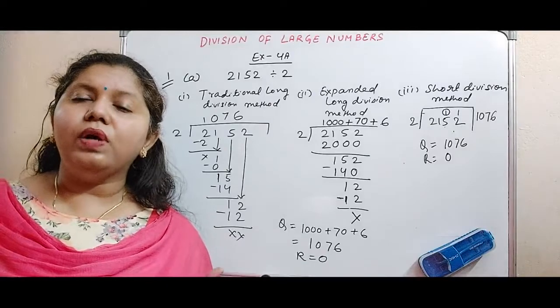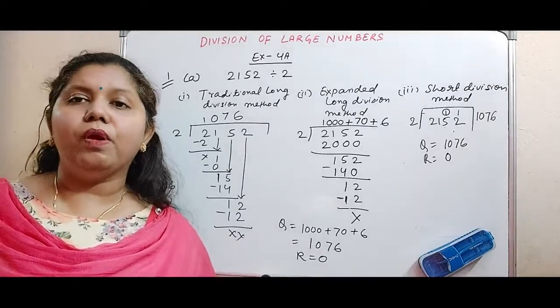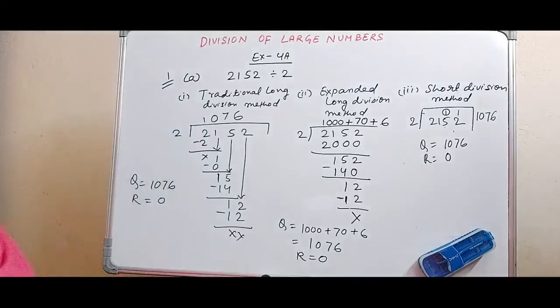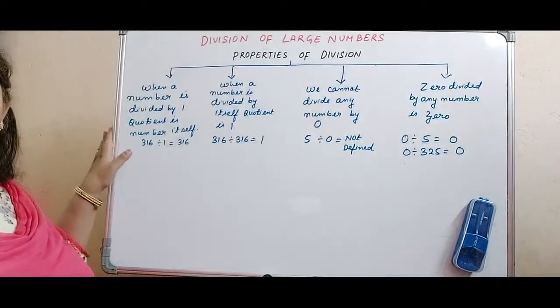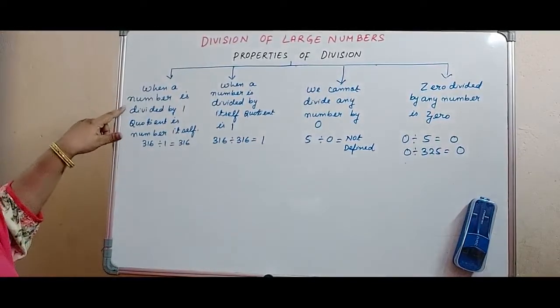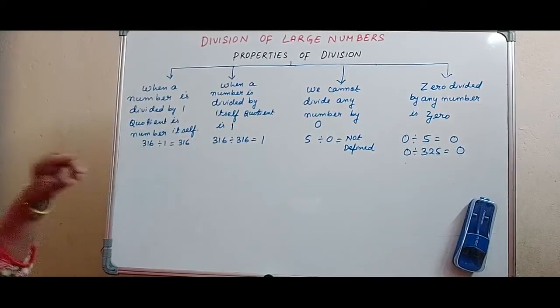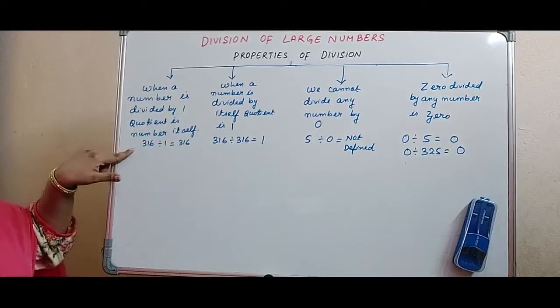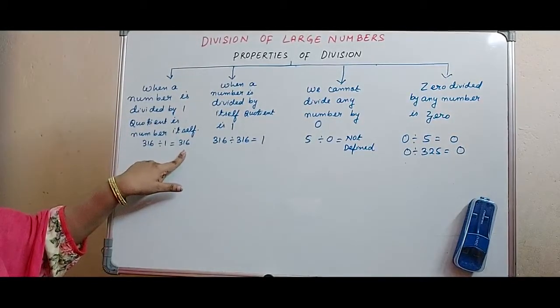So for this you have to understand what are the different properties of division. First let us read about properties of division. There are total 4 properties which is coming under division. The first property is when a number is divided by 1, the quotient is number itself. For example, I have taken a number 316. When I am dividing it with 1, I am getting the same number 316.